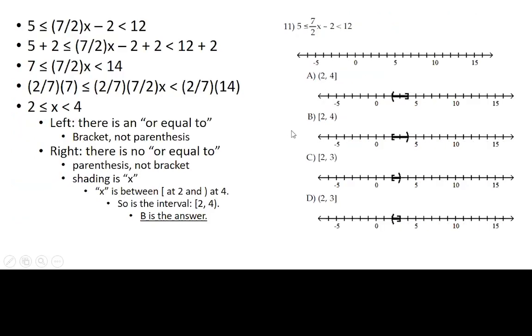Number 11. We are given the compound inequality 7/2 x minus 2 is between 5 and 12, including 5, not including 12, or 5 is less than or equal to 7/2 x minus 2 is less than 12.